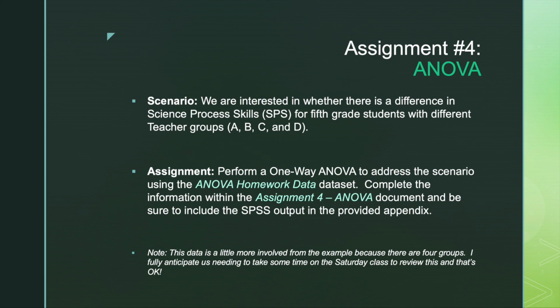You have the data set, ANOVA homework data, and I also have provided you with the blank template to fill in your answer. I do want to make a note here that this data is a little bit more involved because there's 4 groups now, A, B, C, and D. So when you're doing step 10, it's going to be a more involved write-up because there could be a lot more comparisons to make. So it's okay if you don't get it 100% perfect. I am guessing that we're probably going to start our Saturday class with me going over this, and that's going to be okay. So don't stress about it.